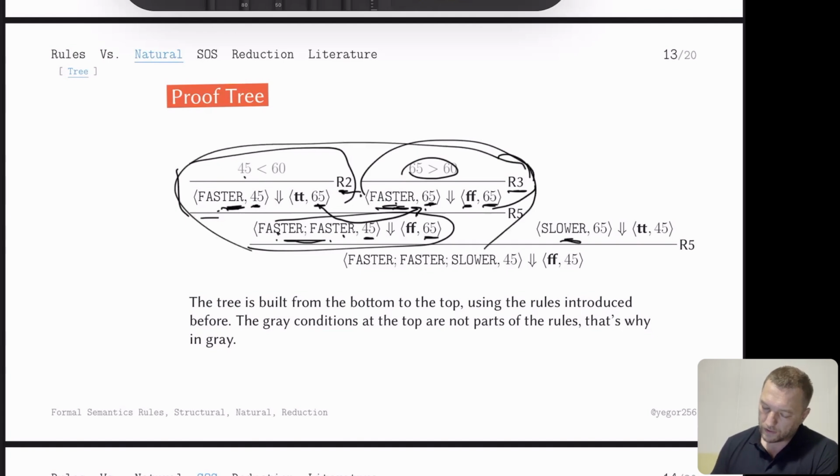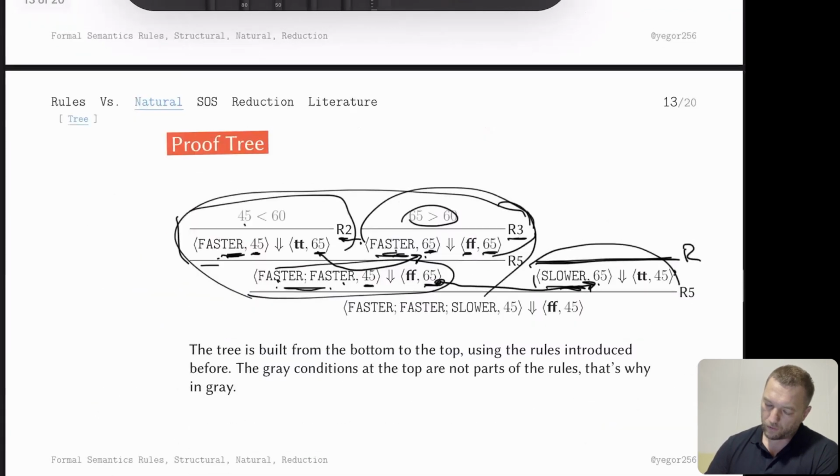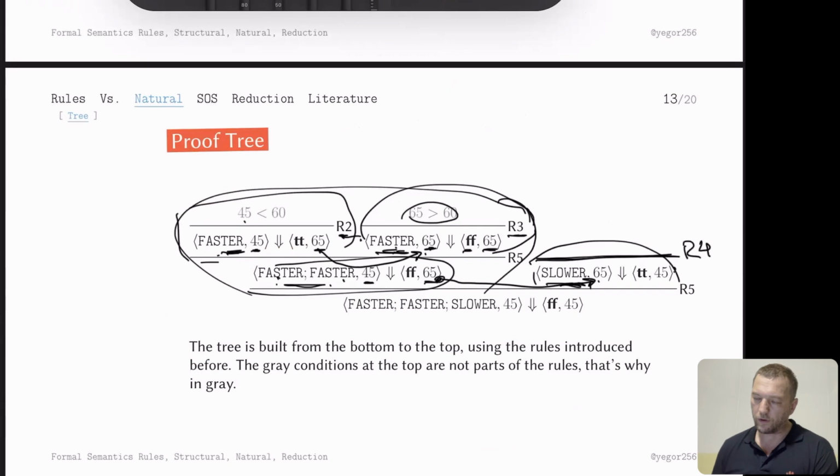Next, I need to prove this. So if I go slower, starting from 65, then I will go down and will get 45. Also, I just proved it because I got, sorry, there's a missing line. This is a line, and then R, whatever, I don't remember. R, where is it? R4. So I forgot to draw it. So we have R4, R3, R5, and R5 in the end. So now the whole thing is proved.